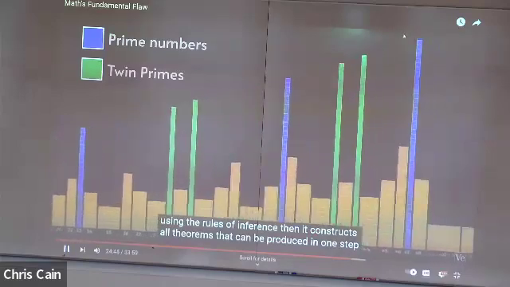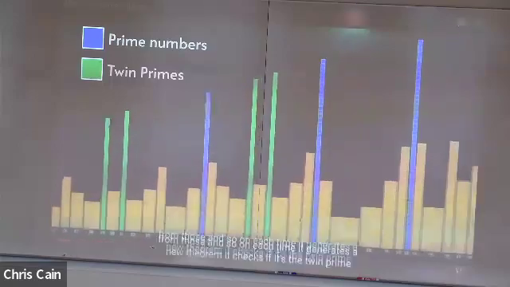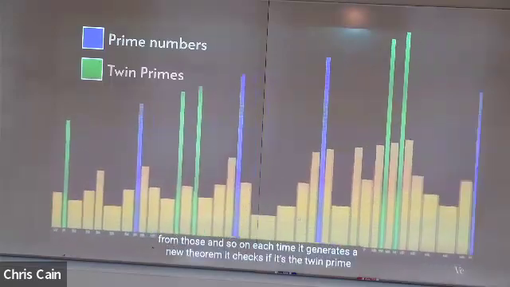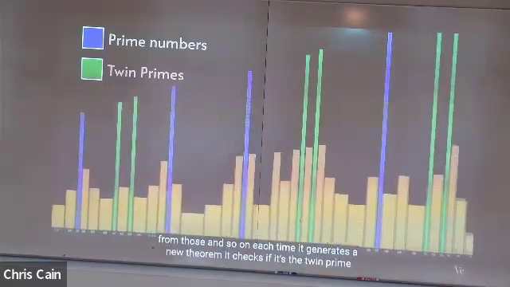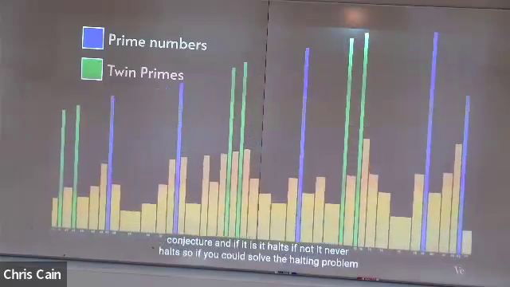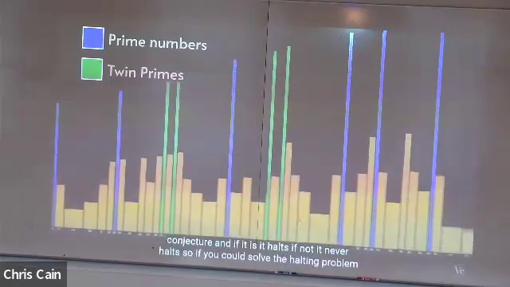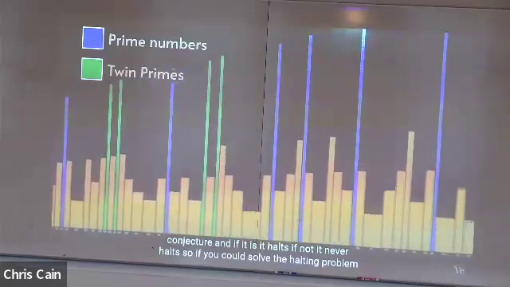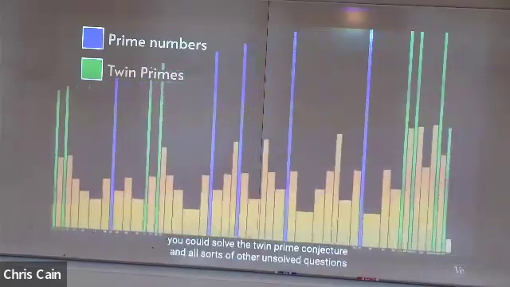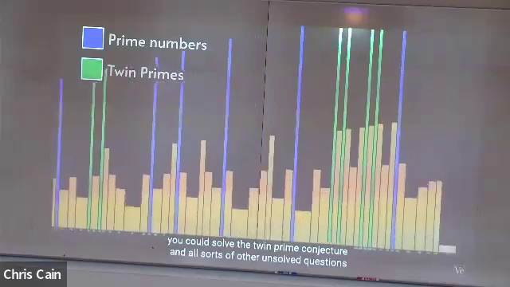Then it constructs all theorems that can be produced in one step from those, and so on. Each time it generates a new theorem, it checks if it's the twin prime conjecture. And if it is, it halts. If not, it never halts. So if you could solve the halting problem, you could solve the twin prime conjecture and all sorts of other unsolved questions.